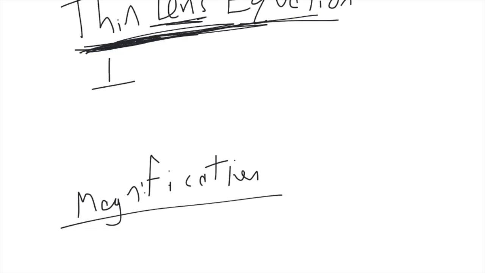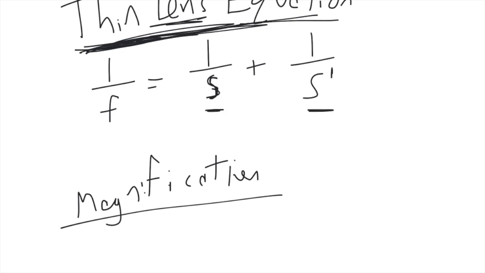1 over the focal length equals 1 over S plus 1 over S primed. S is the object distance. S primed is the image distance. One of your labs uses this terminology. Another lab uses different notation. And I think the PhET lab uses 1 over P plus 1 over Q, P being the object distance and Q being the image distance. They're the same thing. They just use different terminology.